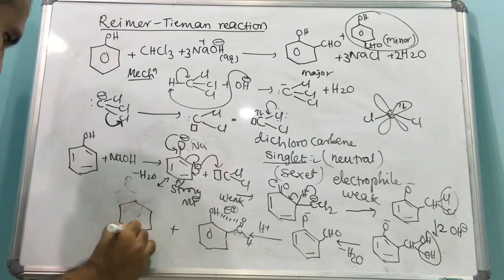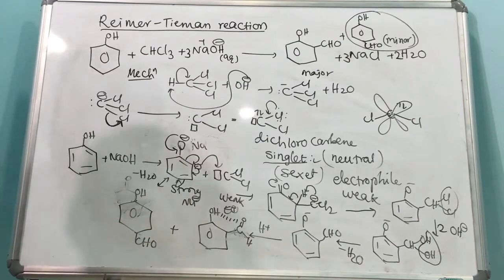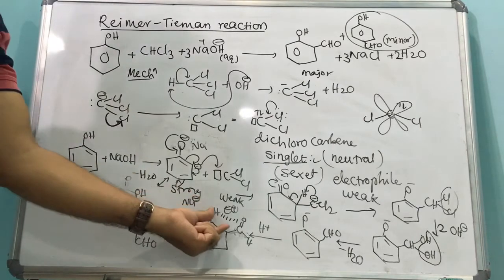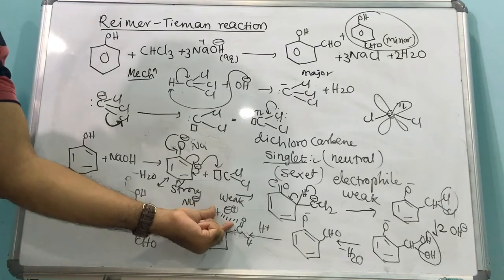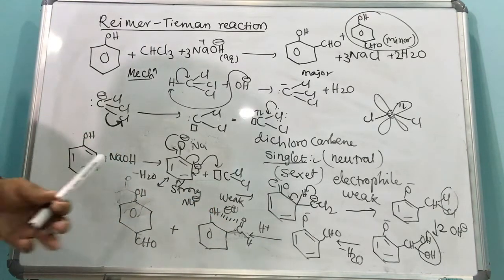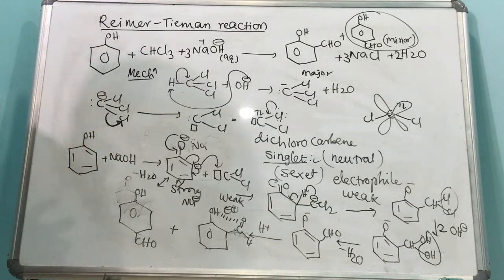Then you may ask the question, how to separate these ortho-hydroxybenzaldehyde and para-hydroxybenzaldehyde? Here it is an intramolecular hydrogen bond, and this one is an intermolecular hydrogen bond, so their boiling points are different. Then we can do fractional distillation, and we will separate these two isomers.